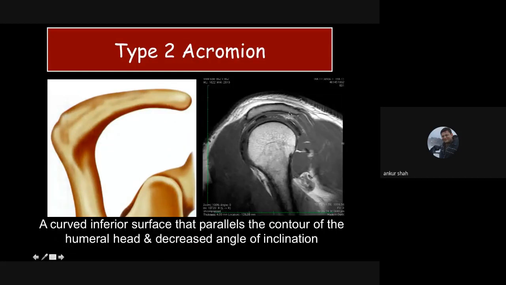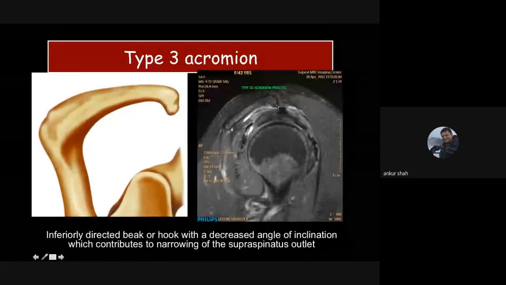Type 2 is curved, which is concave inferiorly, just like the shape of the head of the humerus. When it follows it, it is type 2. Type 3 is hook-like. When you see such a hook-like acromion process, this is type 3, and this is the acromion which is most prone to cause injury to the supraspinatus or infraspinatus tendon, because of this hook. During overhead abduction, this will cause impingement and there will be compression over the rotator cuff, and it can result in narrowing of the supraspinatus outlet and tear of the rotator cuff.